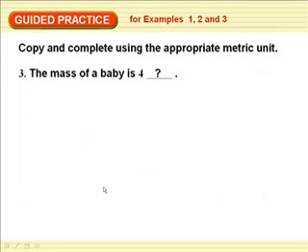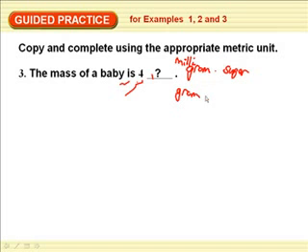The mass of a baby is about 4, and remember what our benchmarks are. Grams, let me get my pen back. A milligram is a grain of sugar. A gram is a paper clip. And a kilogram is a textbook.